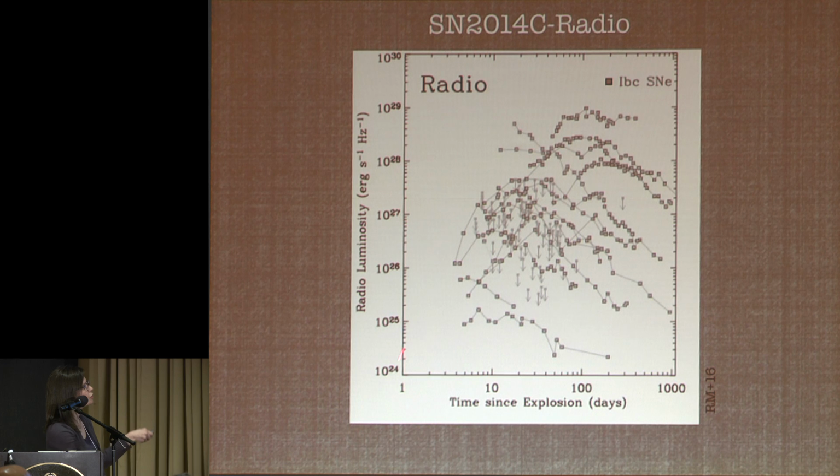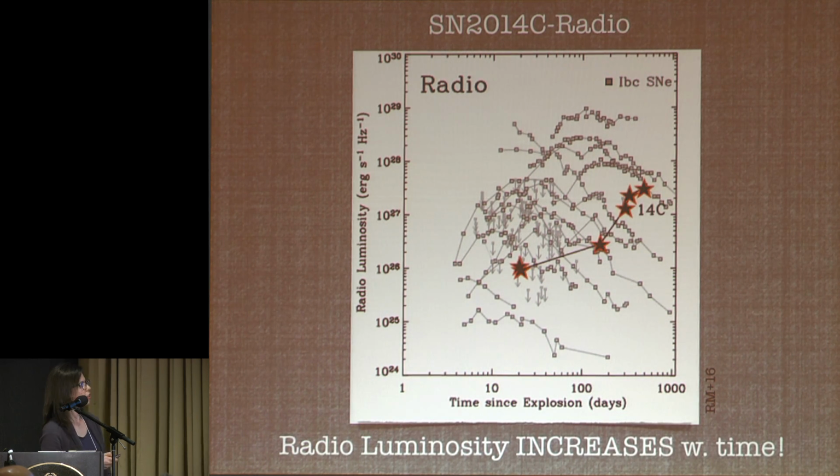Here you have luminosity versus time, and here is a bunch of type 1bc supernovae that have been observed in the radio. And let's put 14C on this plot. So you can clearly see that 14C shows a very late time bump in the radio. And the light curve stops here because we're still monitoring it.